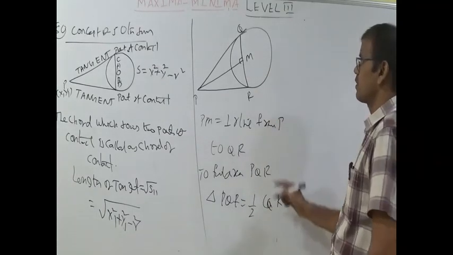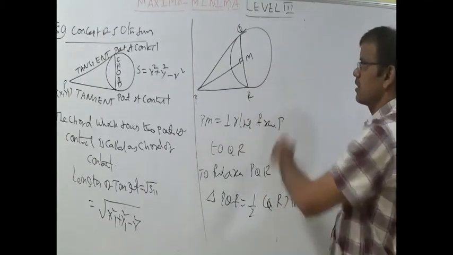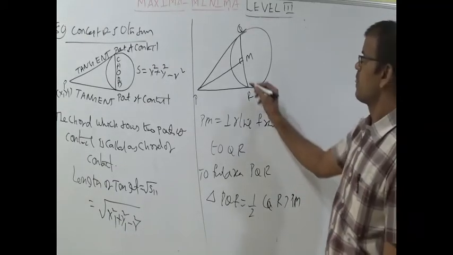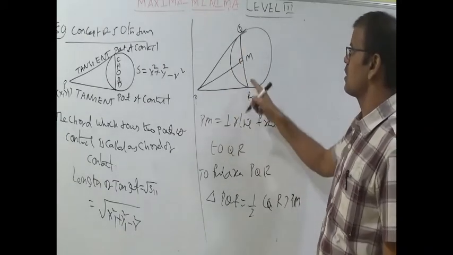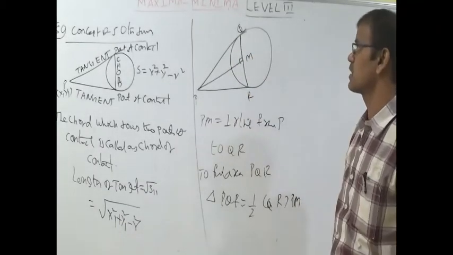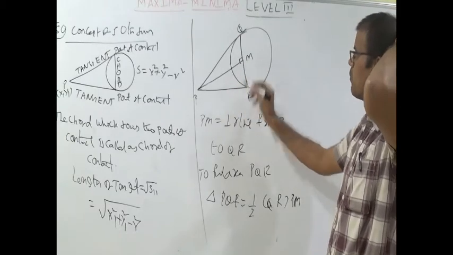Base is QR and height is PM, because this is the perpendicular distance. Depends upon this one, you should calculate. Whenever this is a chord of contact, this is a tangent drawn from an external point and this is a tangent drawn from an external point. The perpendicular line meets at the midpoint.